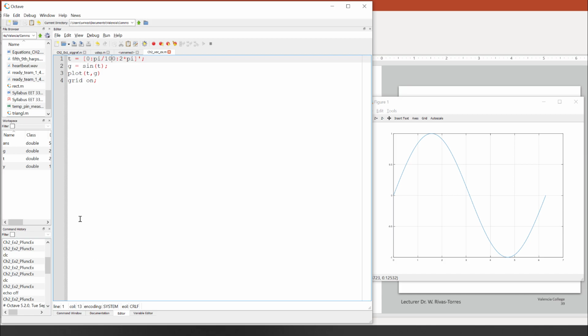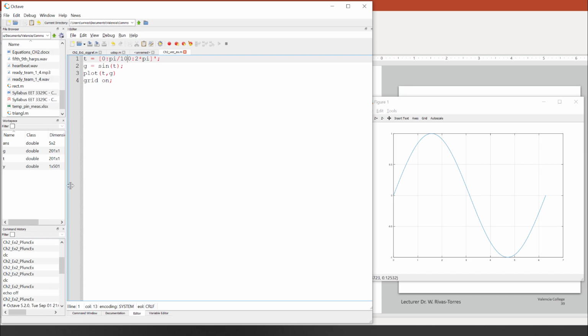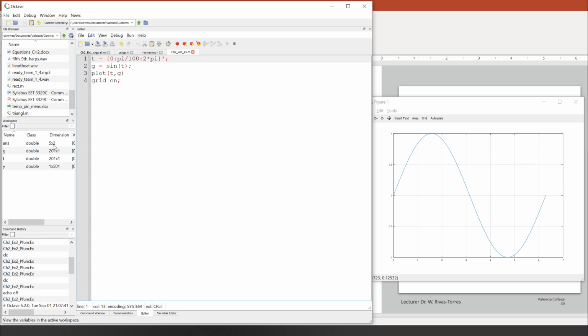If you ever want to know, you can always look here in the workspace, and you can see how many more points you have as you keep changing the value of your increment. Right now, n equals 201. And you can see you get a graph that you really can't distinguish from a sinusoid anymore. Okay, so that's what it means when we say the limit as n goes to infinity.